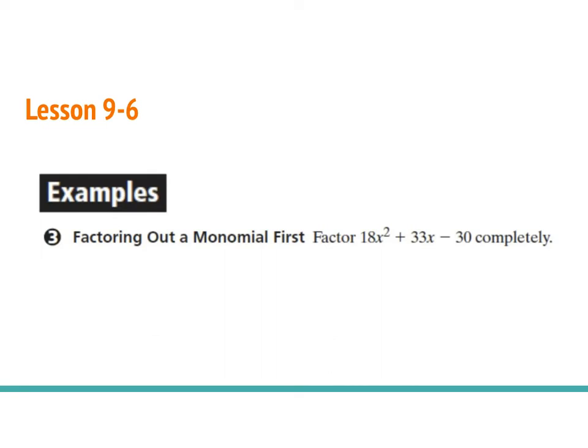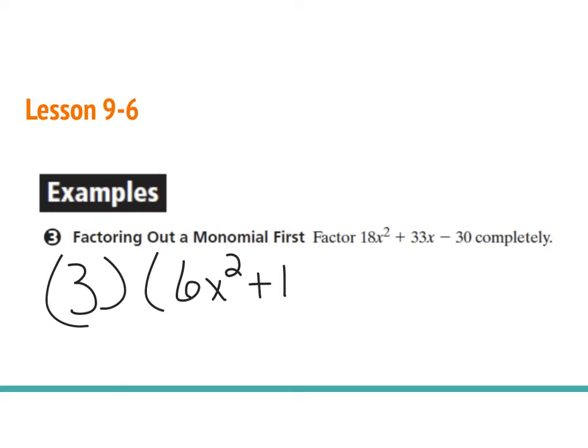Here we've got 18x squared plus 33x minus 30. And something that hasn't happened in the previous examples is that I have a GCF in my trinomial, right? I have a greatest common factor. Anytime you've got a greatest common factor, you want to factor that out first, okay? And that greatest common factor is actually a 3. So I'm going to factor out the 3, okay? And now I have 6x squared plus 11x minus 10, okay?